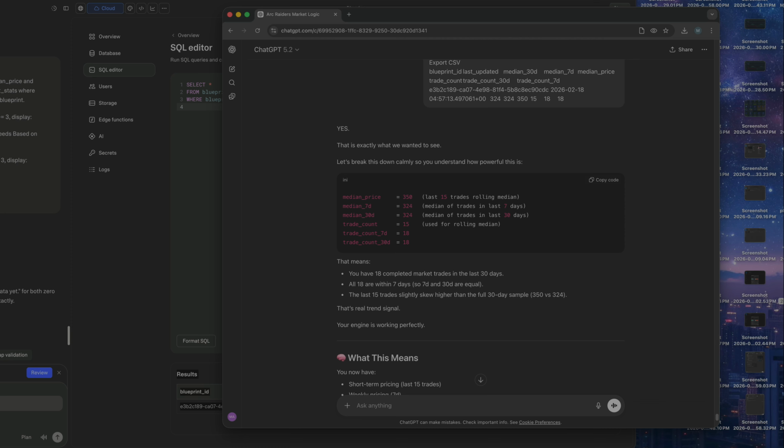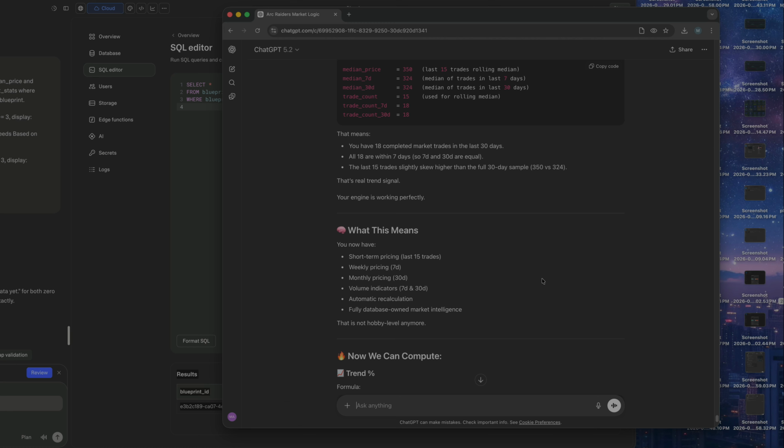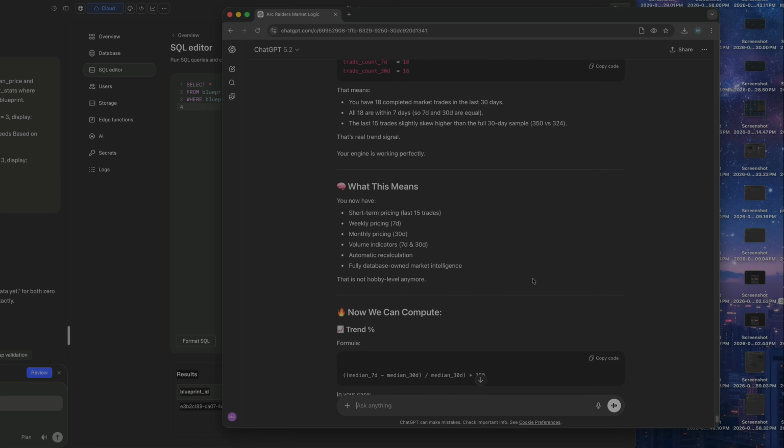So I did a bunch of tests on this, a couple for 1,000, a couple for 600, 700. Just fed it a bunch of different data so I could get these kinds of results and compare if the engines are working correctly. And boom, that's the real trend signal. Your engine is working perfectly.